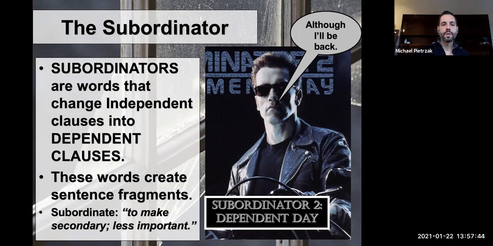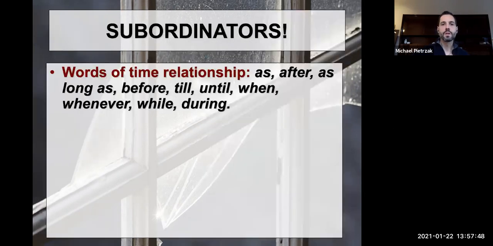Yeah, and I think we know what subordinate means. To make secondary, less important, right? To put it underneath something else. Subordinator. There are different types. So there are subordinators that relate to time, right? Relationships of time. So as, after, until, when, whenever. If you stick these words in front of a complete sentence, now you've broken it. Now you've made it an incomplete sentence, a sentence fragment, or AKA a dependent clause.